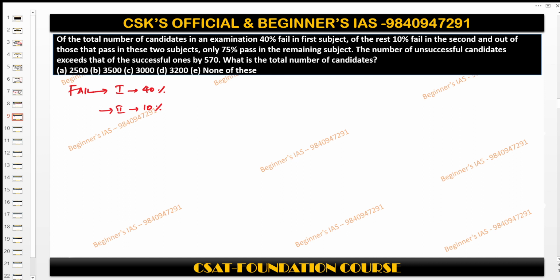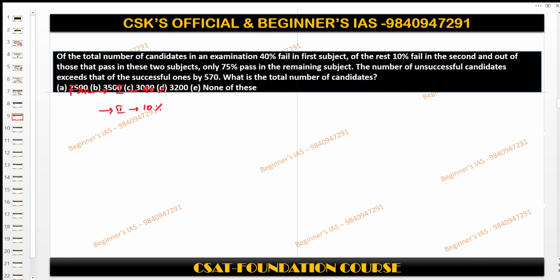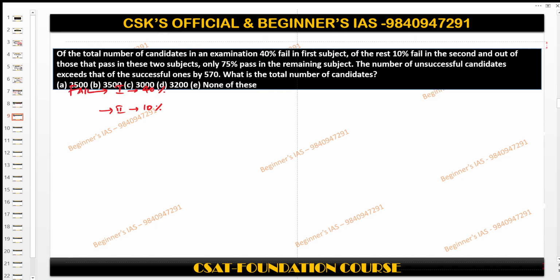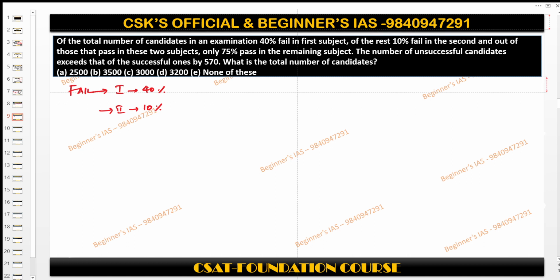Understood this question. Out of the total number of candidates in the examination, 40% fail in the first subject, 10% fail in the second subject, and out of those who pass in the two subjects, only 75% pass in the remaining subject. So what does it mean? The number of unsuccessful candidates exceeds the successful candidates by 570. Then find the total number of candidates.